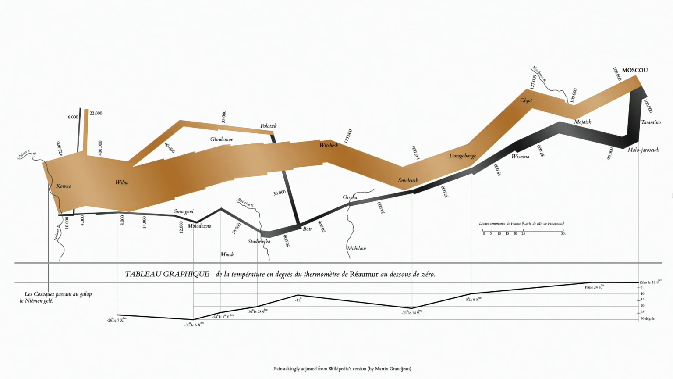The thickness of the line is the number of troops that was still alive at that point in time. And it is heart-wrenching to see that out of the 422,000 men that started this campaign, only 10,000 made it back alive. So he made this visualization as an anti-war attempt to show that it was futile.